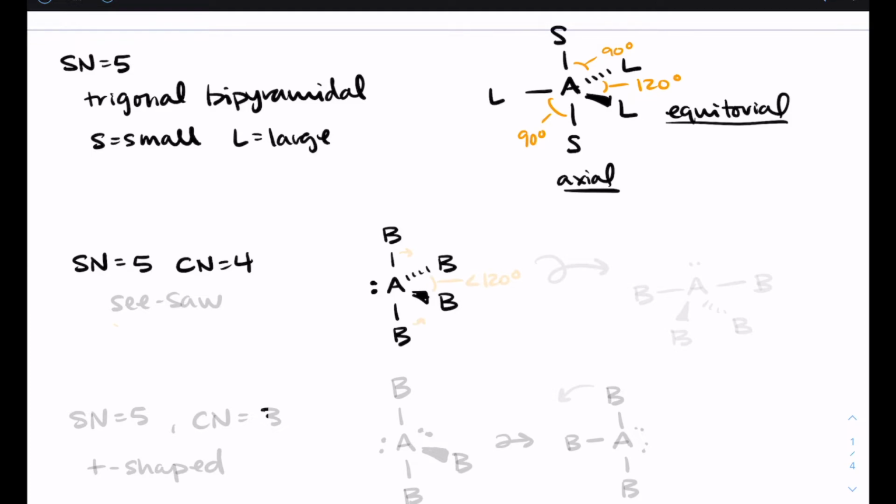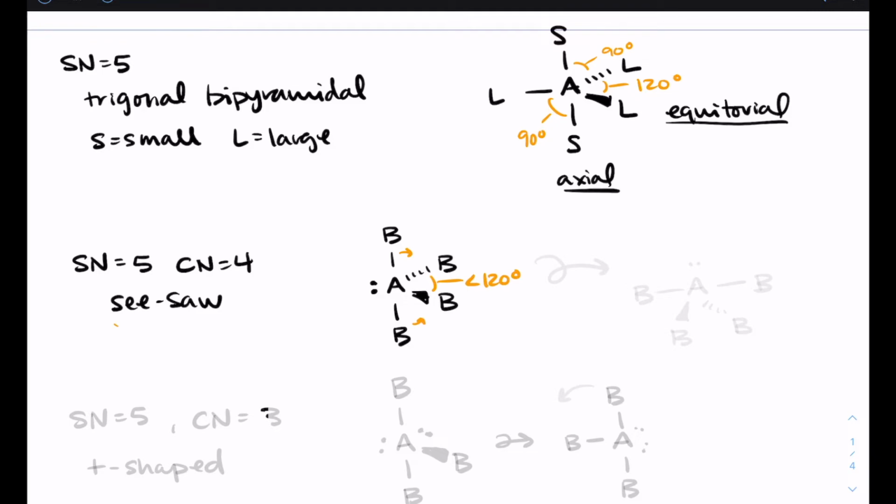Now, with this one lone pair on here, it's going to squish my bond angles. So I still have these drawn a little bit closer to perfect, but the equatorial bond angle is going to be less than 120, and those axial bond angles are going to be less than 90.